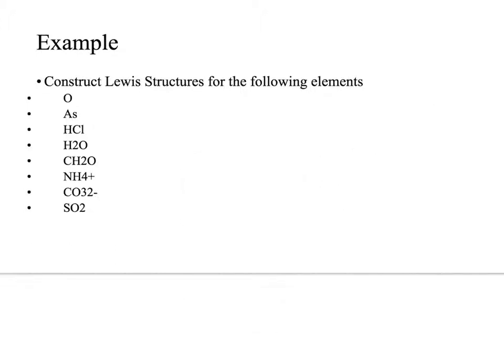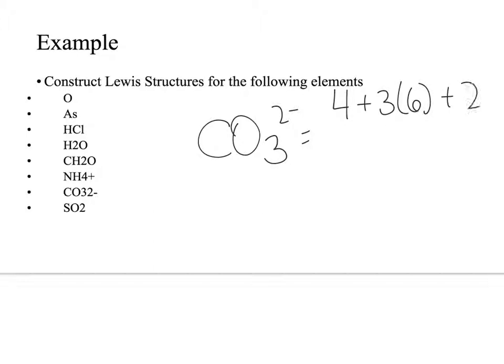So CO3 2 minus is 4 plus 3 times 6 plus 2, since we have a negative charge. And that gets us 24 electrons. So C, O, O, O. And then we start placing electrons around the oxygens, and we'll come back to carbon.